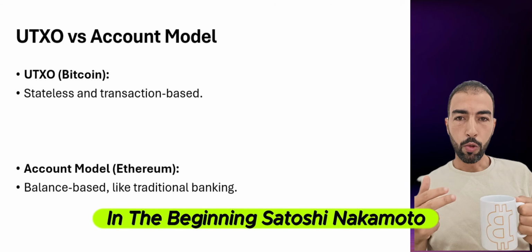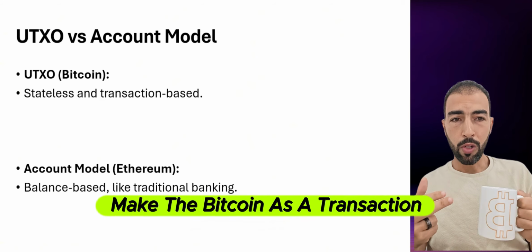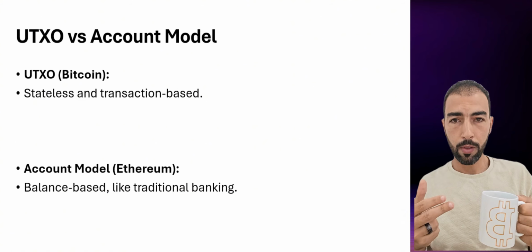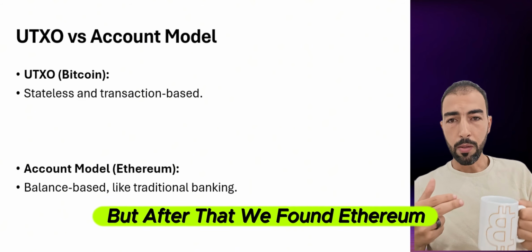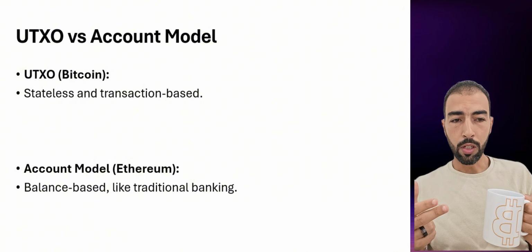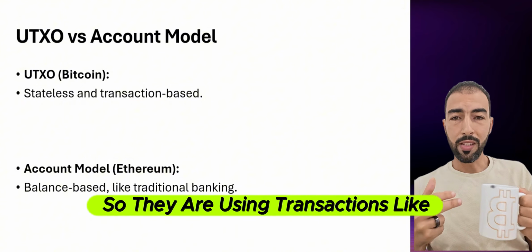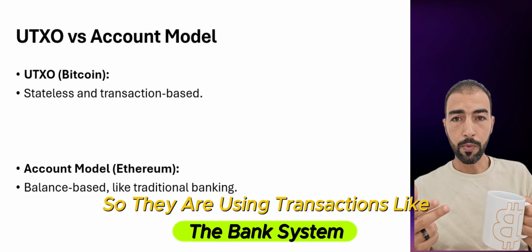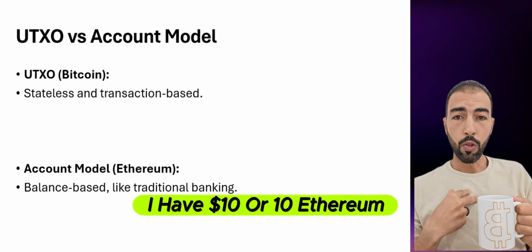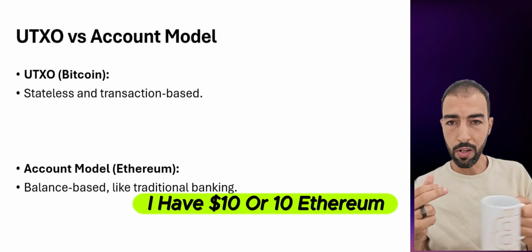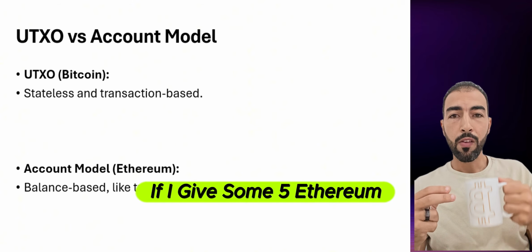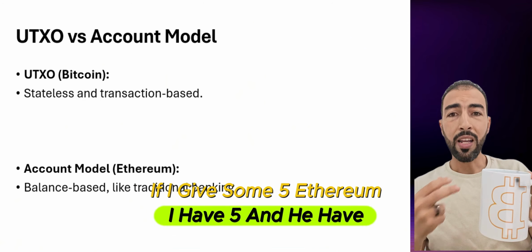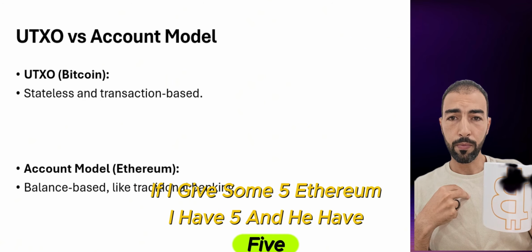In the beginning, Satoshi Nakamoto made Bitcoin as transaction-based. But after that, we found Ethereum and Solana use the account model. So they work like the bank system. I have 10 Ethereum. This 10 Ethereum is a bulk. If I give Sam 5 Ethereum, I have 5 and he has 5.